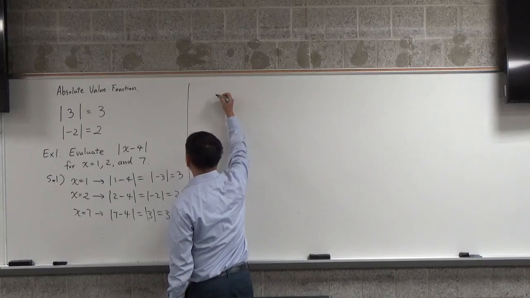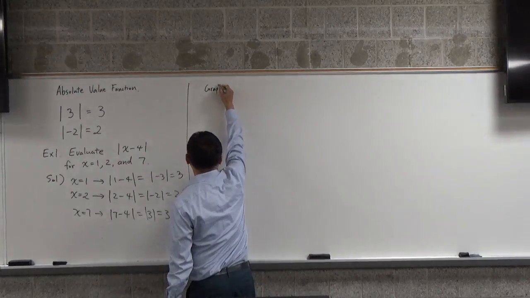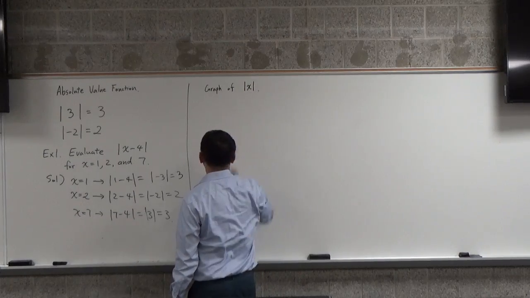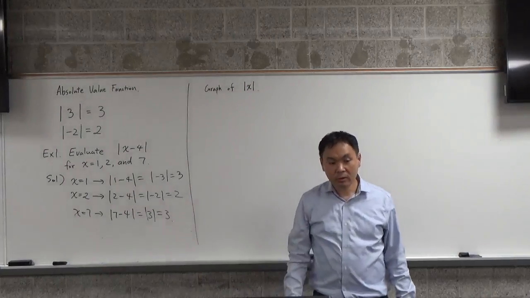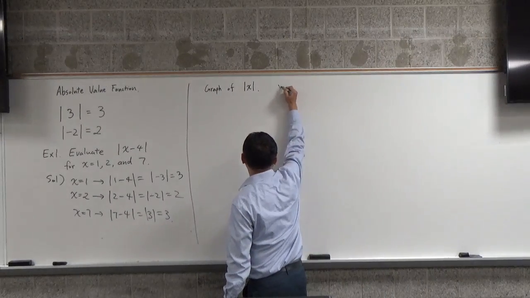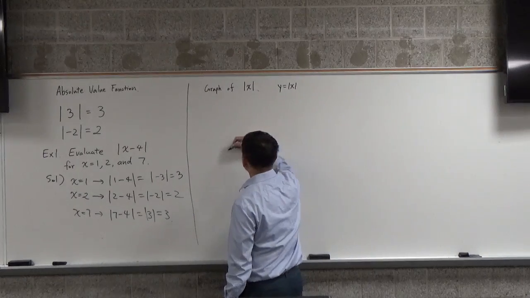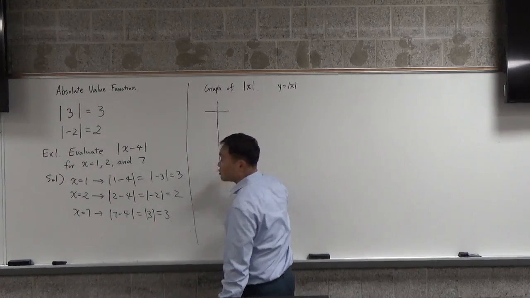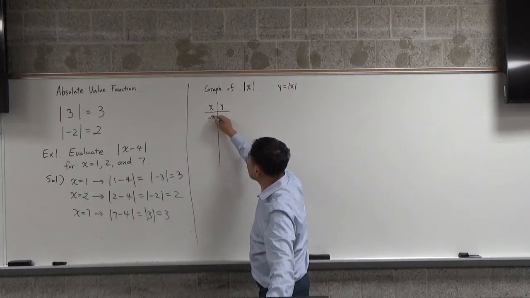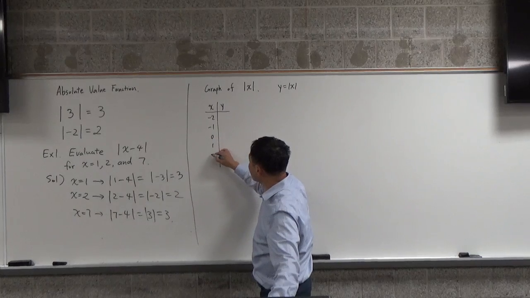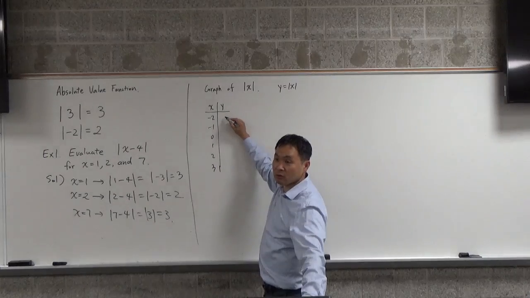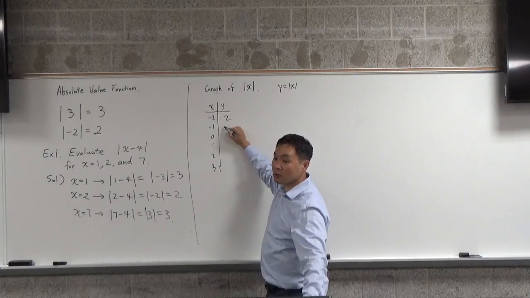Okay, now let's talk about the graph of absolute value of x. Now to draw a graph of something, so we're really thinking of graph of y equals absolute value of x, you first have to make a table of values, right? So let's put x here and then y here: negative 2, negative 1, 0, 1, 2, and then maybe 3 over here. Okay, what's the absolute value of negative 2? 2. Positive 2.